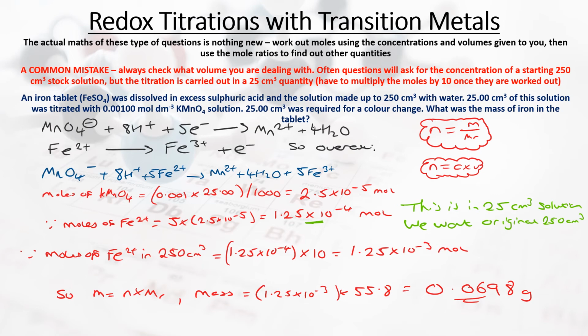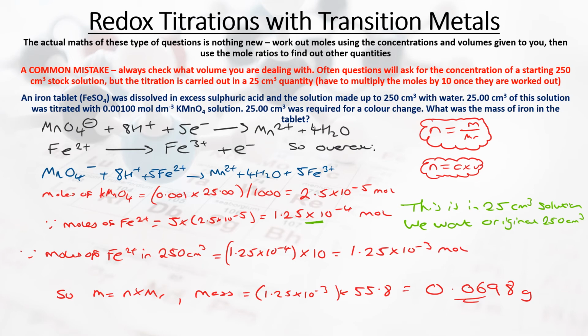So to work out the moles of Fe2+, we simply multiply the moles from the previous line of working by 5. That gives us 1.25 × 10^-4 moles. Now this is the point where it's really important to remember what volume you're dealing with. Sometimes in questions like this I'll draw a little diagram to remind me of the steps.